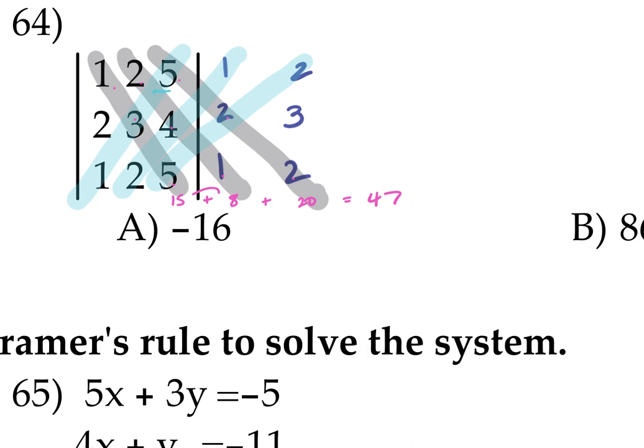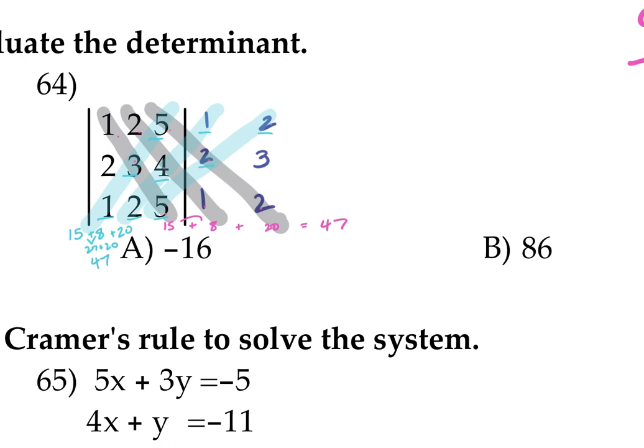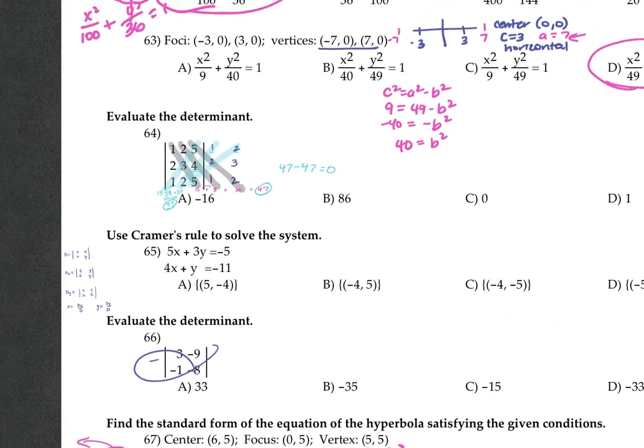So 5 times 3 times 1 is 15, 1 times 4 times 2 is 8, 2 times 2 times 5, that's 4 times 5, which is 20. And this is 27 again, plus 20, and that's 47. So then we do the first one, which is 47, minus the second one, which is also 47, and the determinant here is 0.